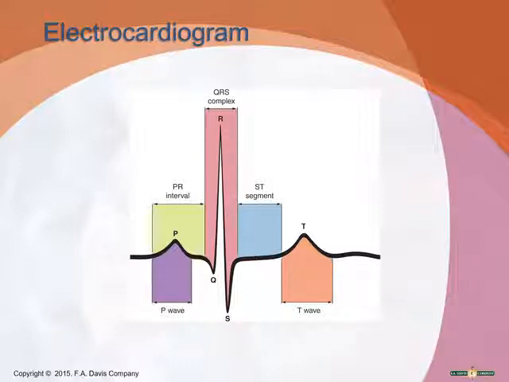The P wave is when the atria, that signal is spreading from the SA node to the AV node and the atria contract. The QRS is when the ventricles contract. And then the T is when the ventricles are relaxing. You don't see when the atria are relaxing because it's kind of buried in this big old QRS complex here.